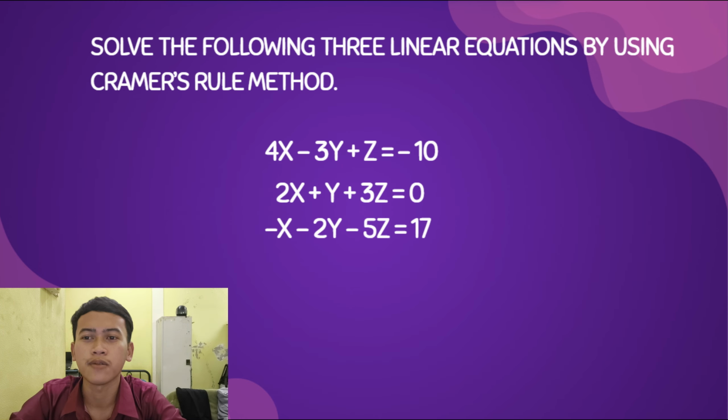For question number 2, we need to solve the following three linear equations by using the Cramer's rule method. The first equation is 4x minus 3y plus z equals negative 10, the second equation is 2x plus y plus 3z equals 0, and the third equation is negative x minus 2y minus 5z equals 17.